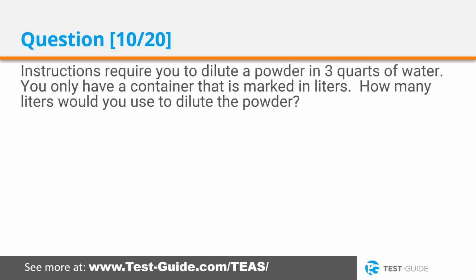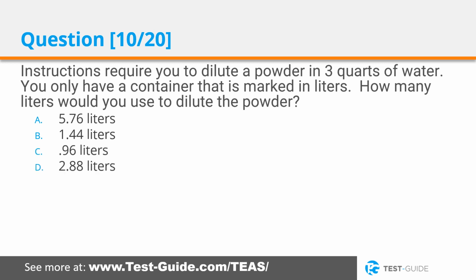Question 10. Instructions require you to dilute a powder in 3 quarts of water. You only have a container that is marked in liters. How many liters would you use to dilute the powder? 5.76 liters, 1.44 liters, 0.96 liters, 2.88 liters.